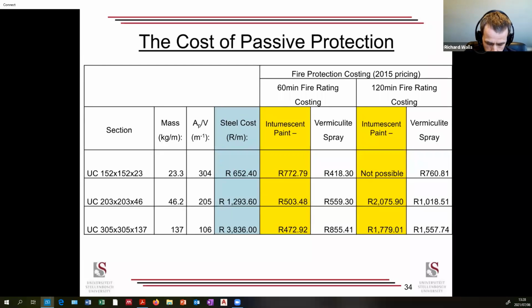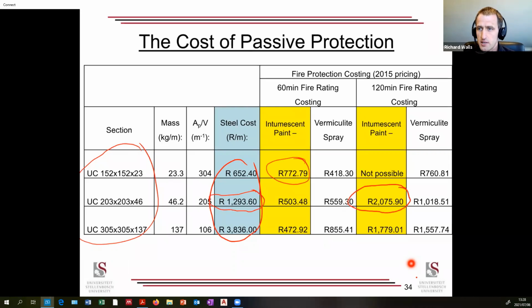So this is some rough costing per meter on 3 different column sizes. Now have a look at the cost of an intumescent paint. And this is 2015 pricing, so it's gone up since then. So for our rating, the paint costs more than the column. For instance, for a UC 203, 203, 46, that's the rough cost per meter of the column. We go to a 2-hour fire rating, it's 50% more, just for the paint. The paint is costing 1.5 times the steel.